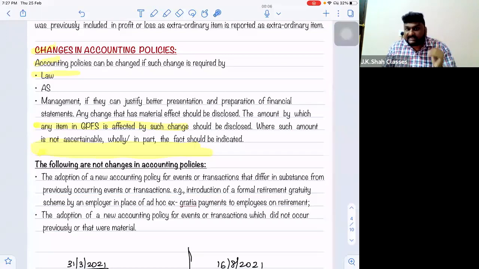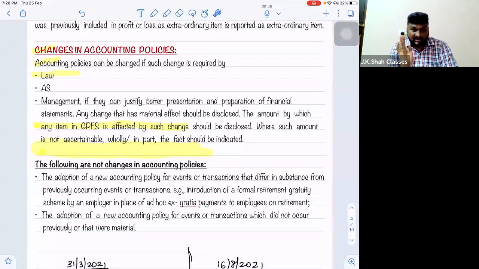Right? But in this case, we have switched from ex gratia itself. Now we say that we will not have ex gratia. We will have a proper gratuity plan as per the Payment of Gratuity Act. So can I say the transaction itself is changed? So for formal gratuity plans, you will make a policy. This is not called a change in accounting policy. I hope you are understanding this.